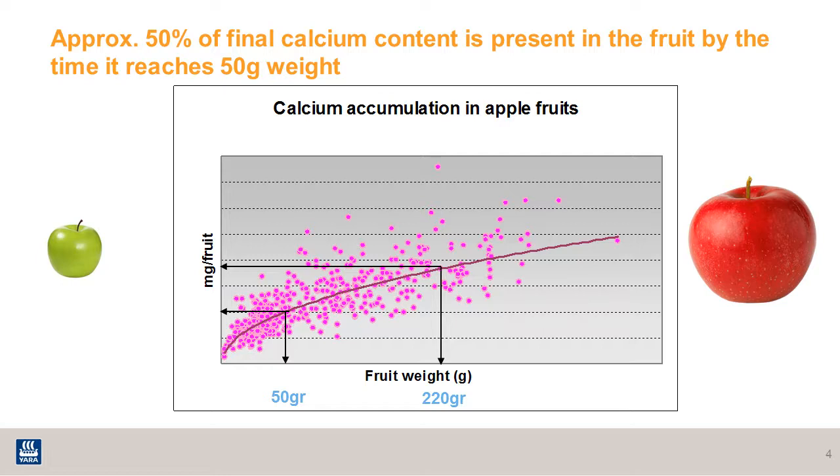Here's the data that shows the fruit accumulation of calcium. As you can see here, fruit at the 50 gram stage, on average, will contain slightly more than half of the calcium content of the fruit at the harvest stage.